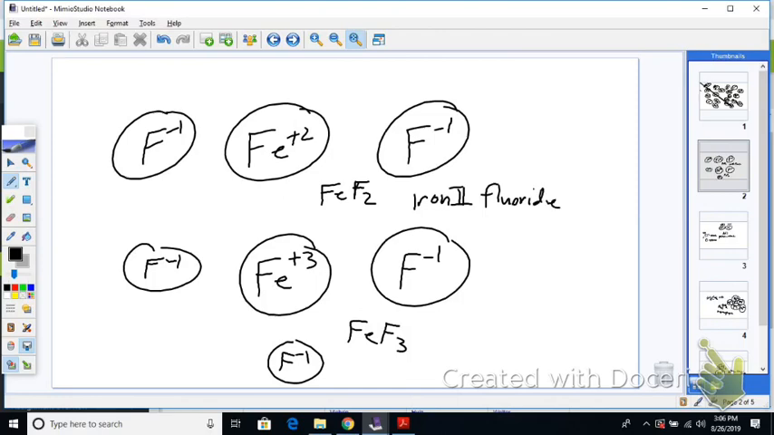So we have to differentiate between the two. Now, if you remember in the past, a lot of students thought that the 2 represented how many irons we have. But now I hope you realize all we're doing is naming the iron based upon its charge. So this second one we'll say iron 3.